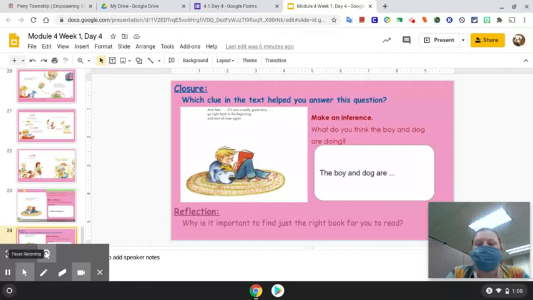If you said the text helped you because it said to go start over and read it again if it was a really good book, you might have said the boy and the dog are starting the book over. You might have even said the boy and the dog are reading a new book.